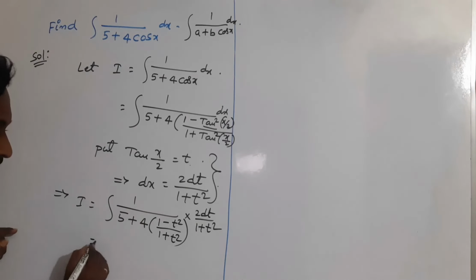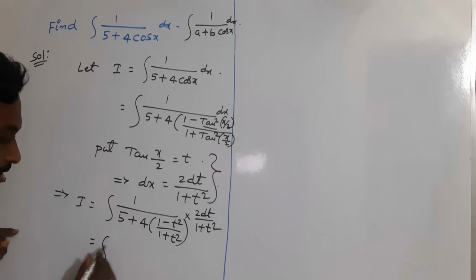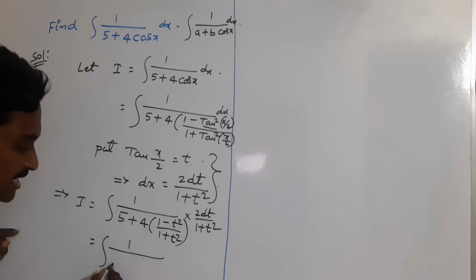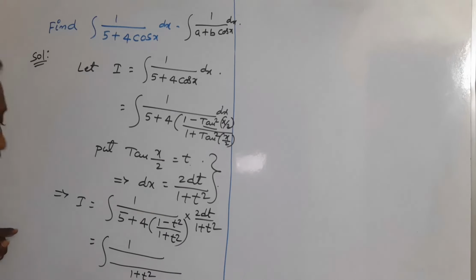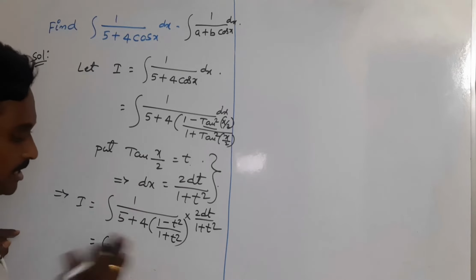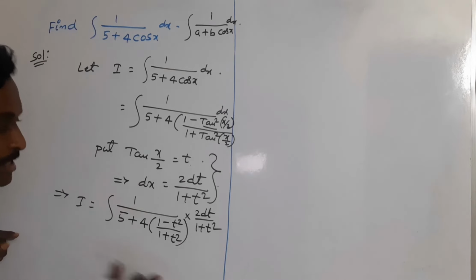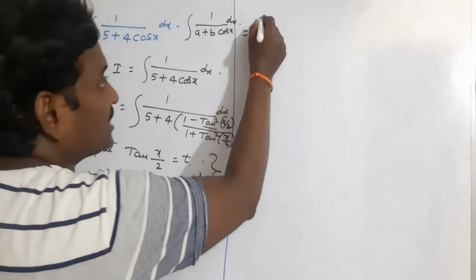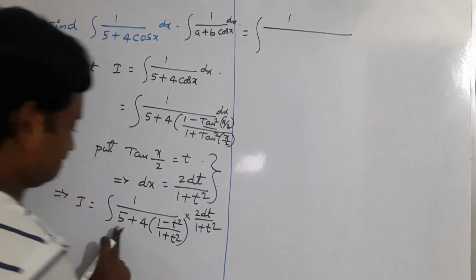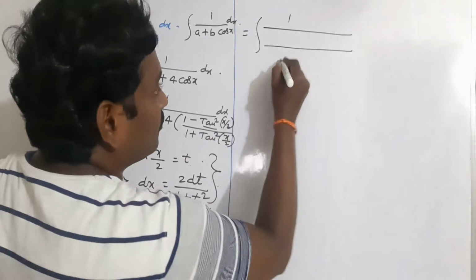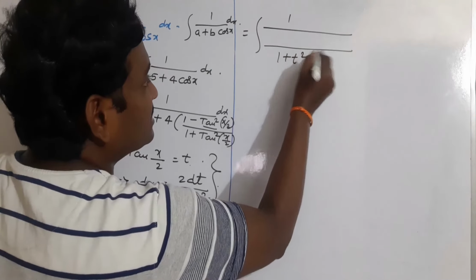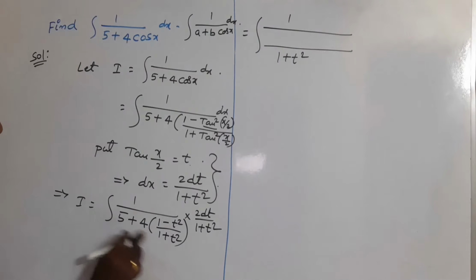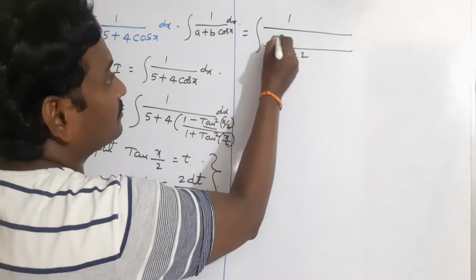Now take the LCM in the denominator. So 1 by, what is the LCM in the denominator? 1 plus t square is the LCM. The board is not visible here, so I will write here. So integration of 1 by, take the LCM. What is the LCM here? 1 plus t square. So 5 times of 1 plus t square.